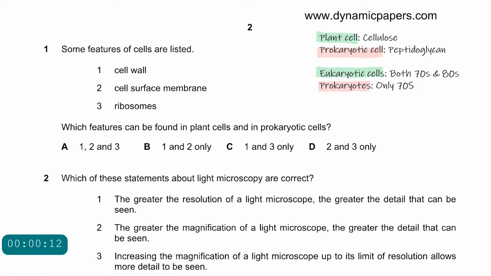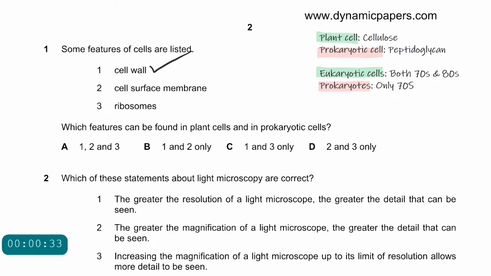Some features of cells are listed: cell wall, cell surface membranes, and ribosomes. Which features can be found in plant cells and in prokaryotic cells? For cell walls, yes, both of them are found in both cells. However, in plant cells, the cell wall is made of cellulose, but in prokaryotic cells, the cell wall is made of a polysaccharide called peptidoglycan or murein.